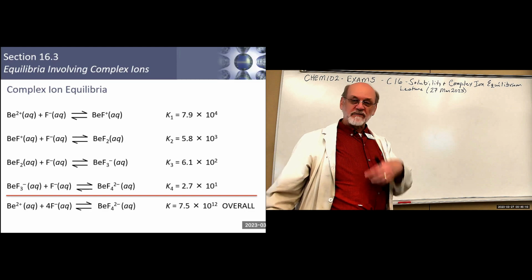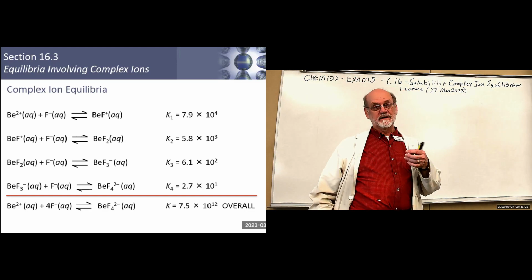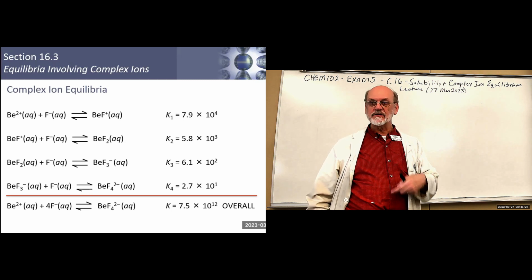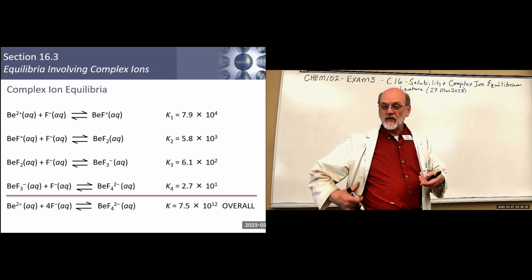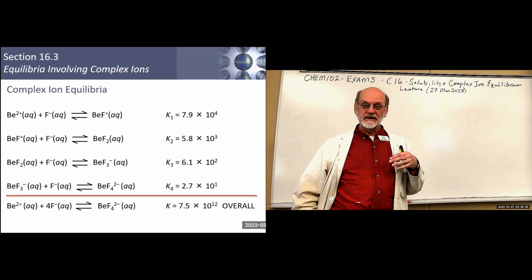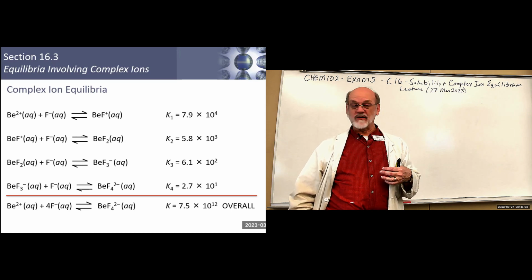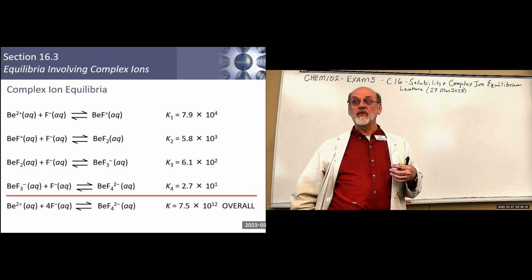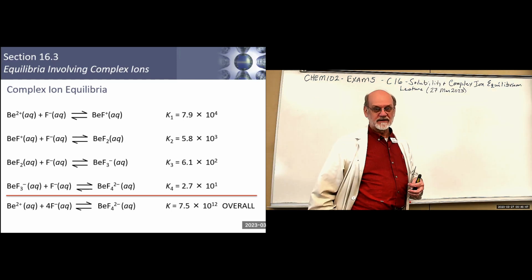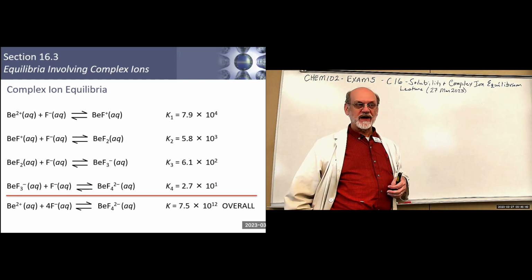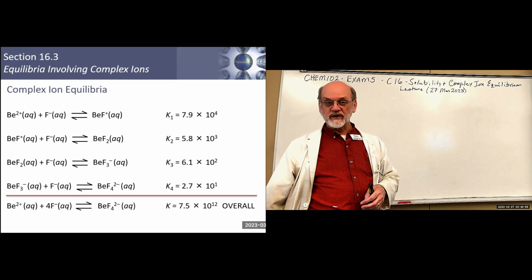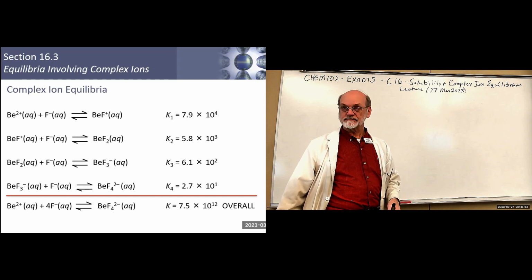Okay, but if we combine all these, how do you get the overall K? You multiply them together, right? The final K is K1 times K2 times K3 times K4. So the overall will drive the reaction all the way to this complex ion with 10 to the 12th power of the K. So it's going way to the right. So if you want to get a beryllium compound into solution, this would be a good way to do it. Just add enough fluoride. Actually, it won't take much. And you can drive that reaction all the way to the right and get your beryllium salt into solution.